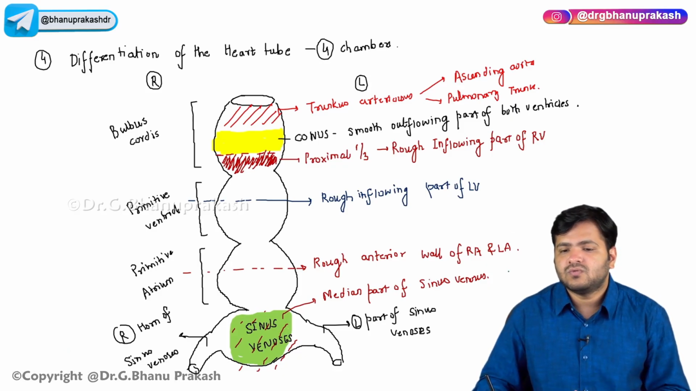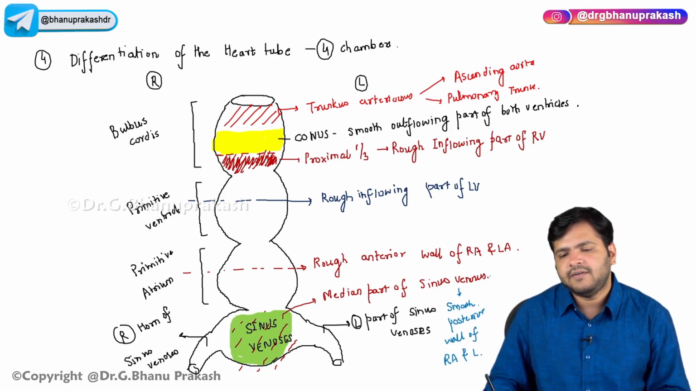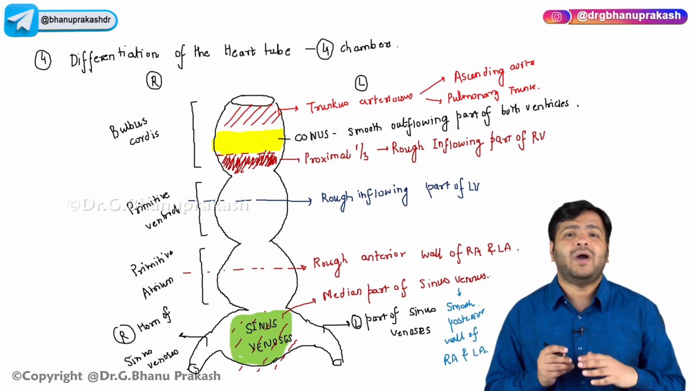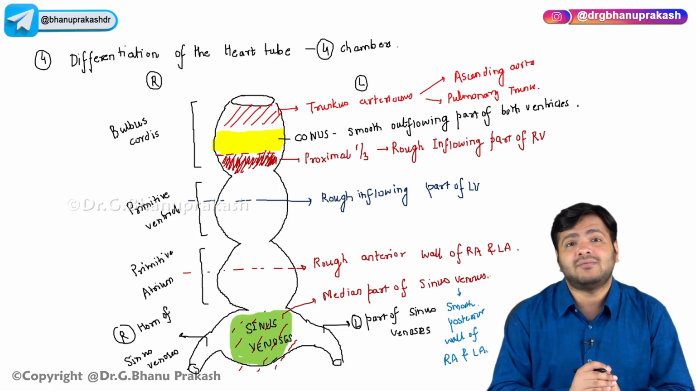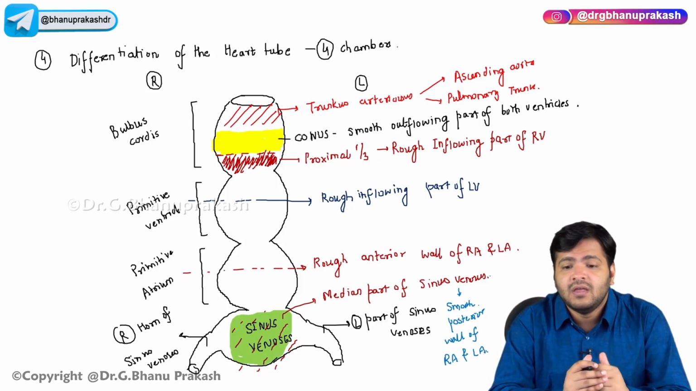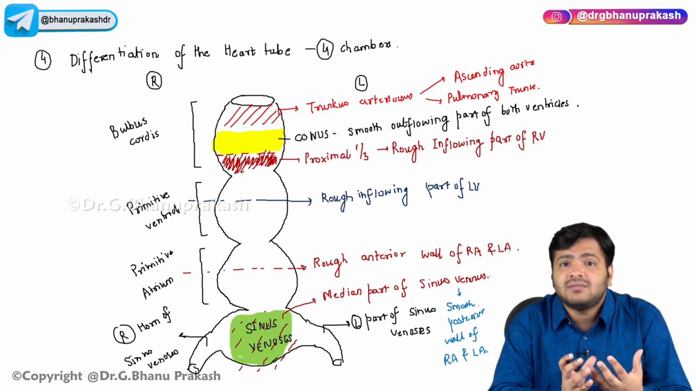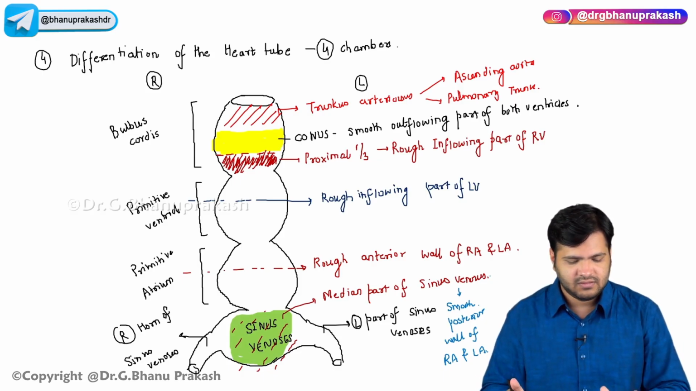It will give rise to the smooth posterior wall of the right atrium and left atrium, right? Now, why the smooth part of the right atrium? Because all the veins, see, venosus means veins, the superior vena cava and inferior vena cava, they are all draining into this atrium. So, right atrium only. So the posterior wall will be smooth, right?